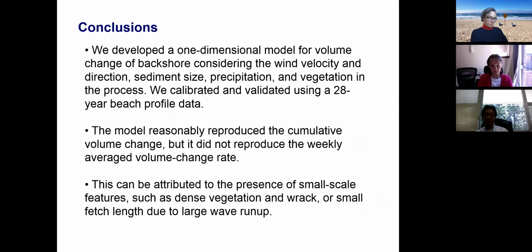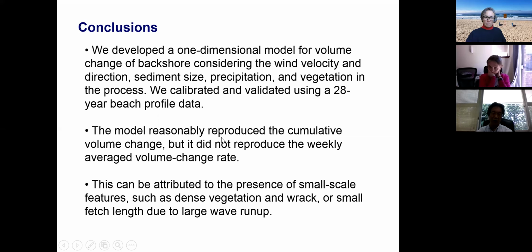We developed a one-dimensional model for volume change of the backshore, considering the wind velocity and direction, sediment size, precipitation, and vegetation in the process. We calculated and validated it using 28 years of beach profile data. The model reproduced the cumulative volume change, but it did not reproduce the weekly average volume change rate.